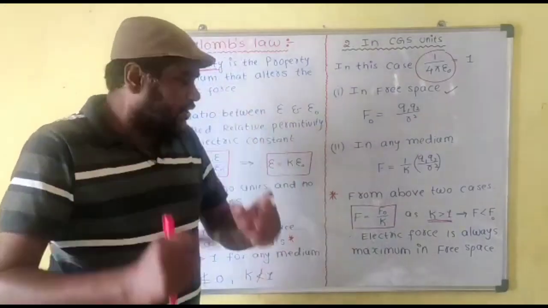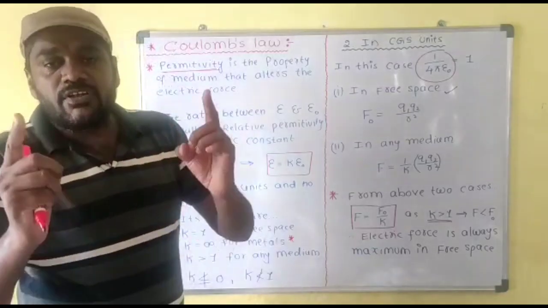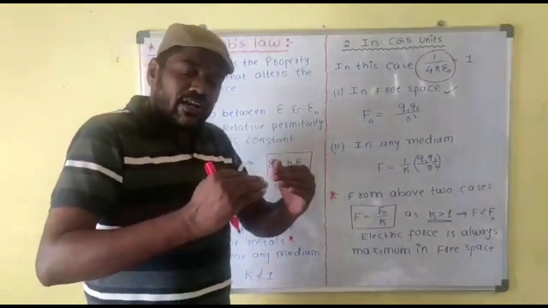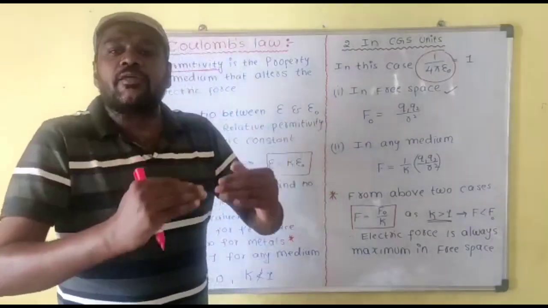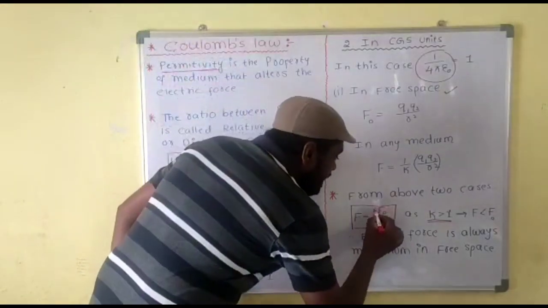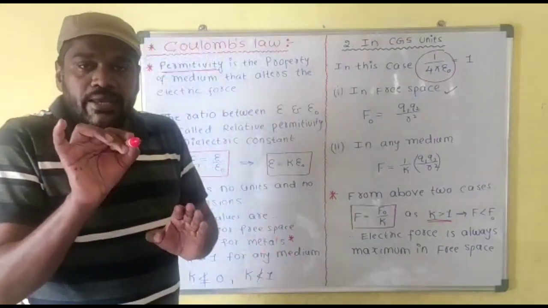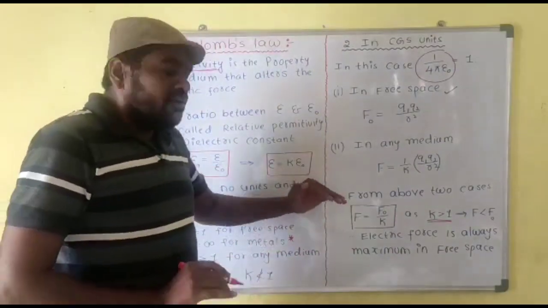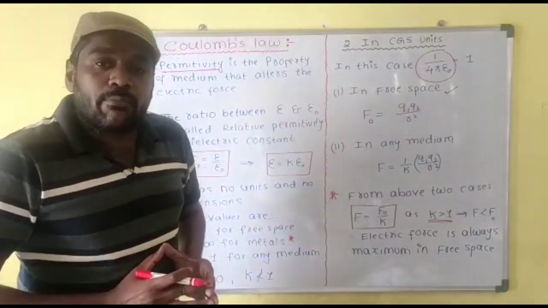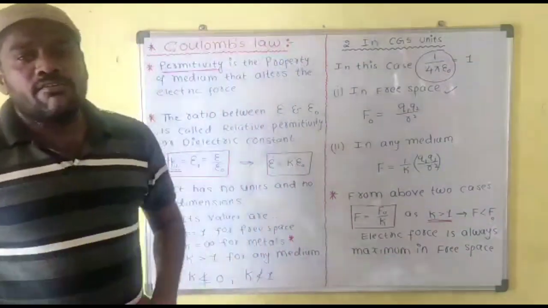You can confirm the electric force between any two charges is maximum when these two charges are present only in vacuum or free space. Therefore, when the two charges are kept in any medium, the force is going to decrease. How many times? 1 by K times, because F is equal to F naught by K. We can also write 1 by K into F naught. Therefore, electric force is always maximum only in free space.